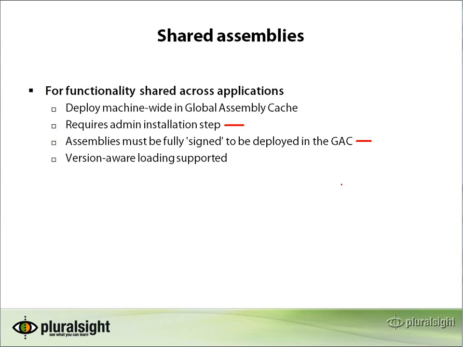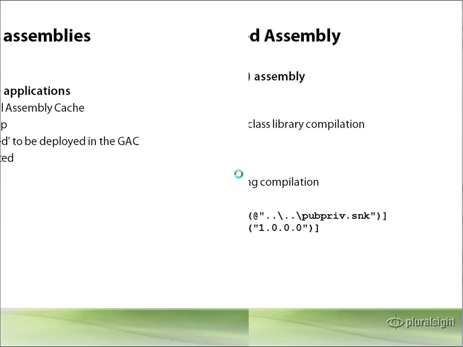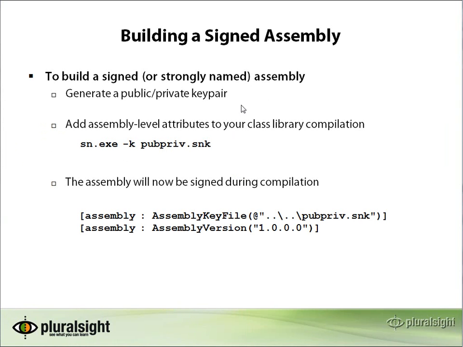But the advantages are you get machine-wide deployment, so you have a shared assembly, and you also have support for version-aware loading, which can be useful if you are going to be versioning your assembly and want to make sure that different sites are using the version that they were compiled against originally. Now, I'll show you an example of doing this with Visual Studio in just a moment, but I want to briefly show you the underpinnings of signing an assembly. And we're not going to go into a lot of detail here. We could really spend an entire module talking about assembly loading and signing, but just enough to get you started.